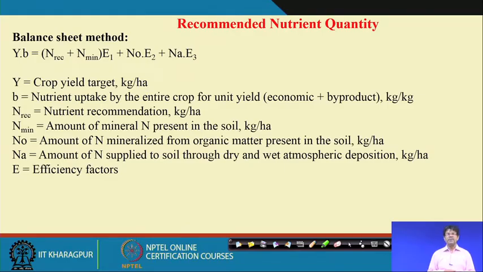So, E is the efficiency factor. Because from any of the sources they are not 100% efficient, there are losses from different sources. So, E is the efficiency factor for this loss.